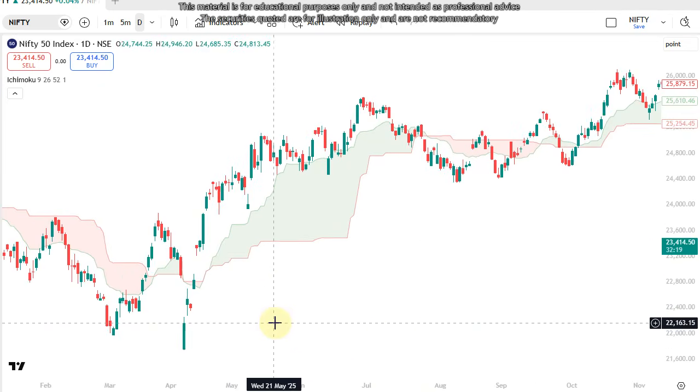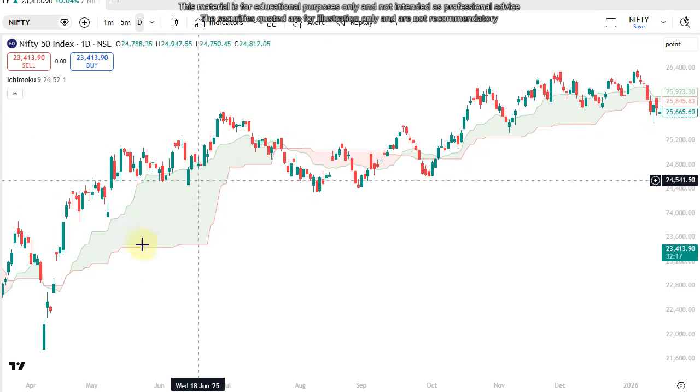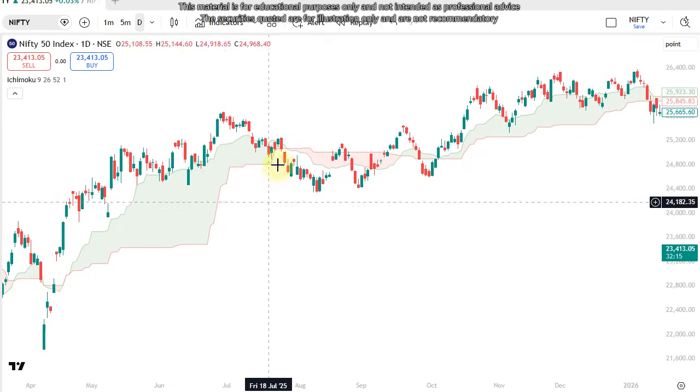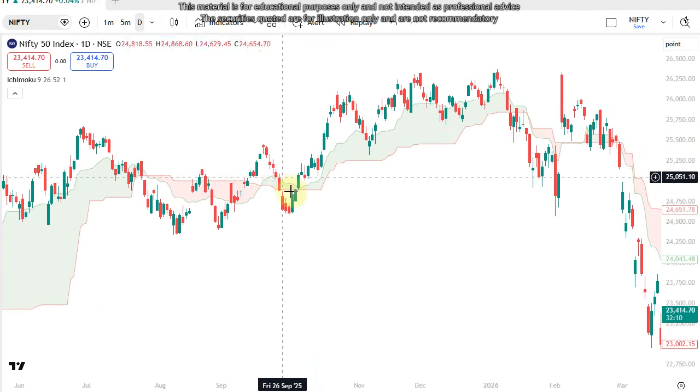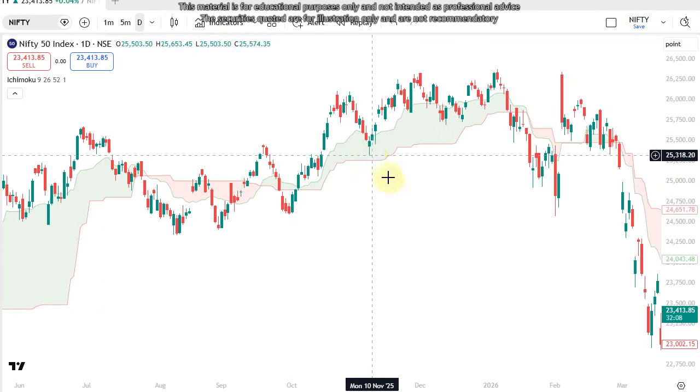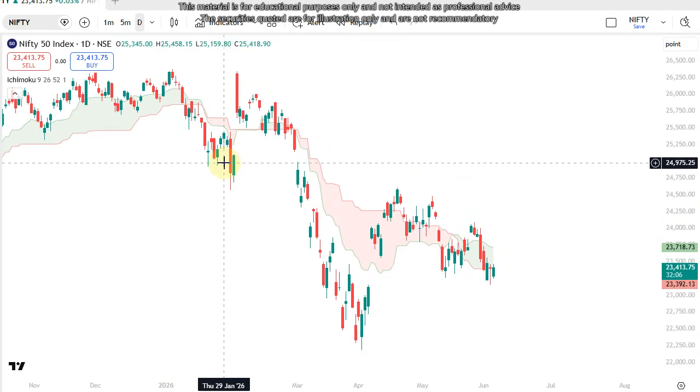Okay, now see, there is no exact pullback at the bottom. Then the market turned to sell. See the exact pullback at the top. The market turned buy, exact pullback at the bottom, second bottom. Then the market turned to sell.